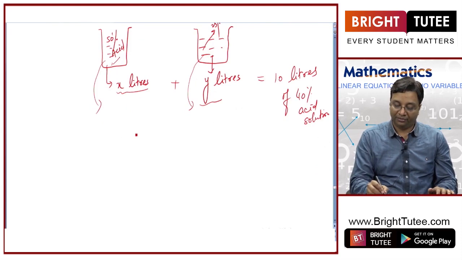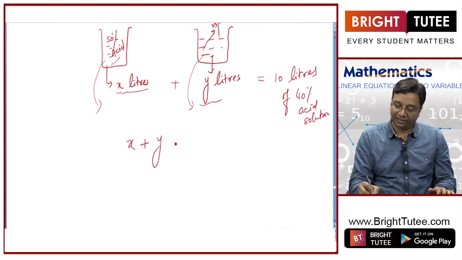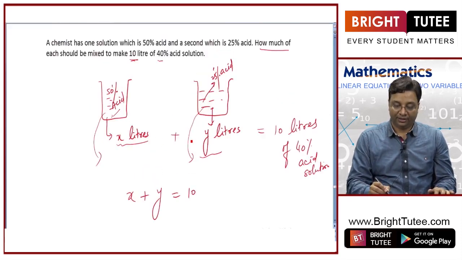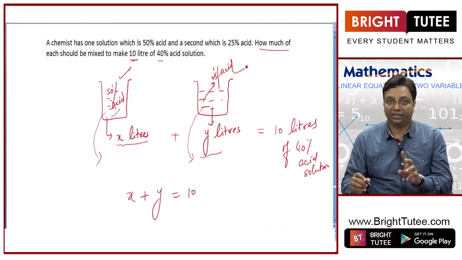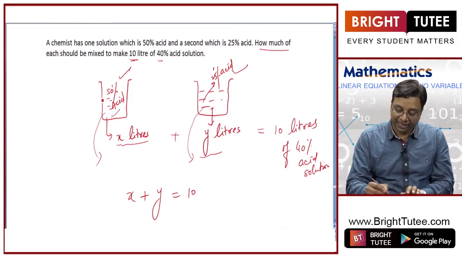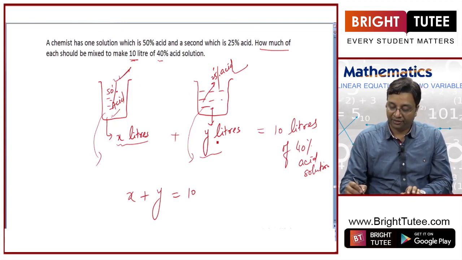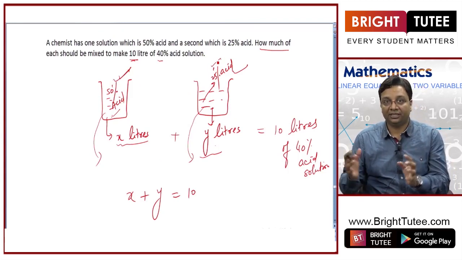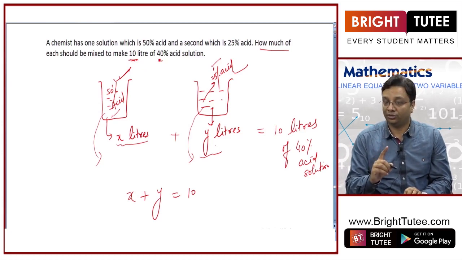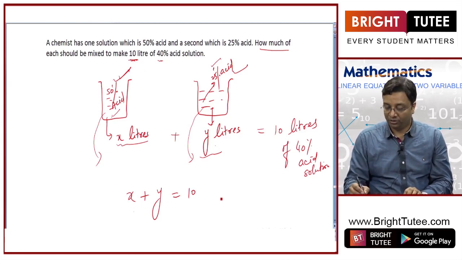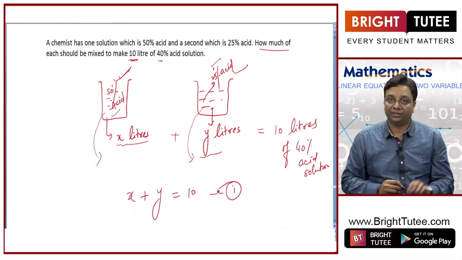So what I mean is, x plus y is equal to 10. He has got two solutions, one is 50% acid, one is 25% acid. We are taking x liters of this solution and y liters of this solution and mixing them to make 10 liters of 40% acid solution. So x plus y is equal to 10. This is my first equation.